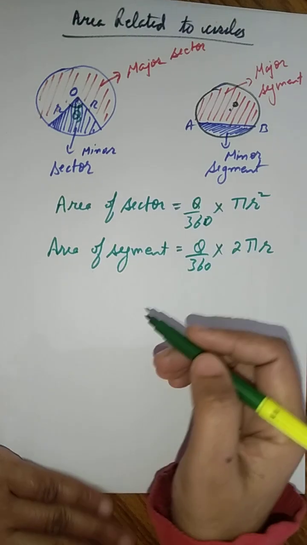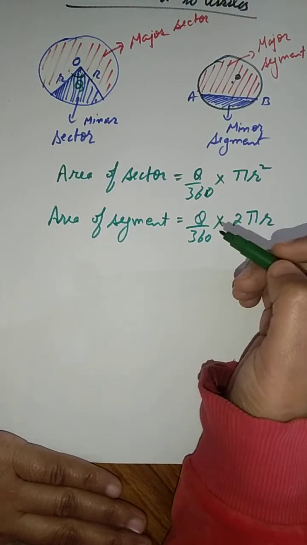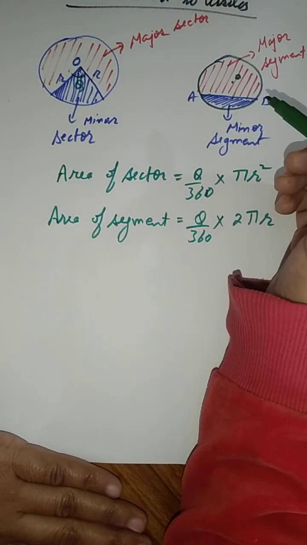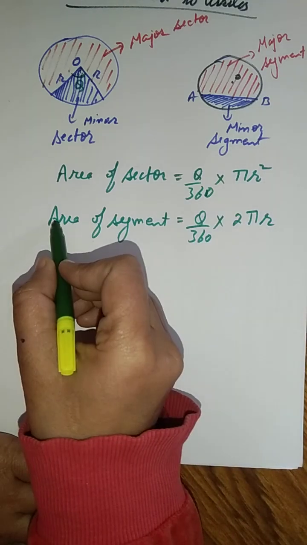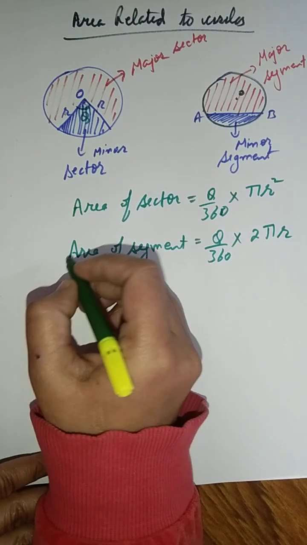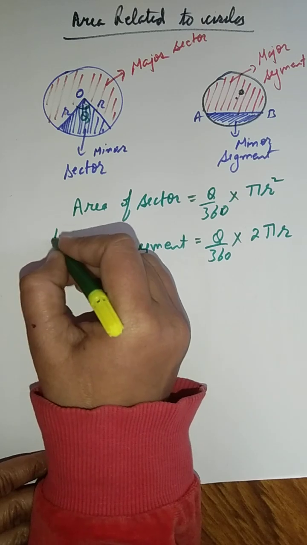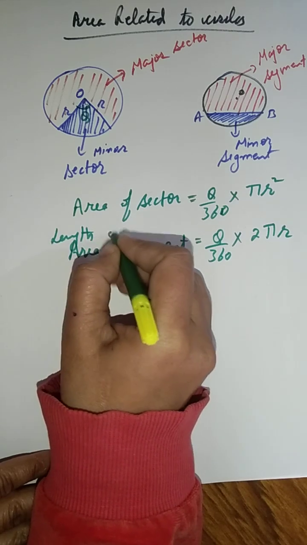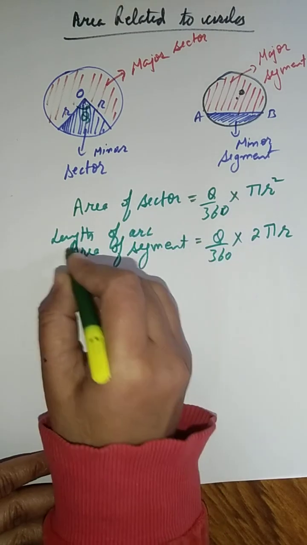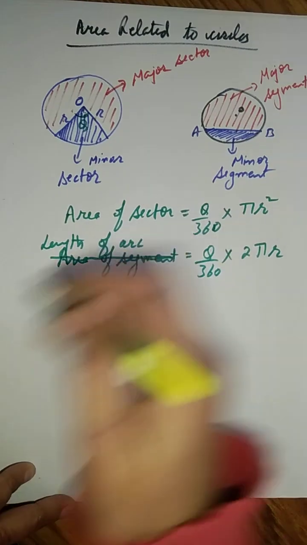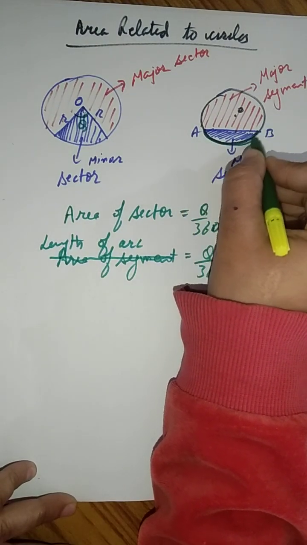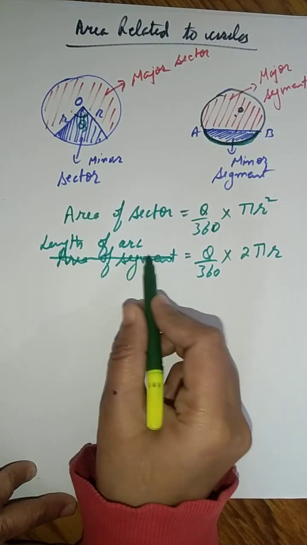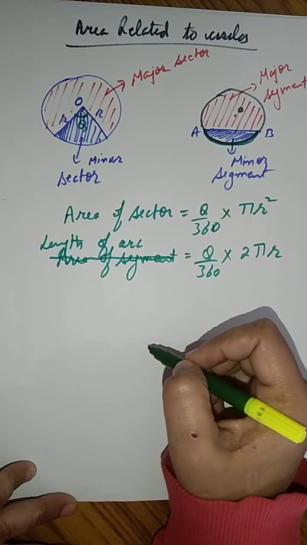Now how will we calculate the area of the segment? No, this is not the area of the segment, this is actually the length of the arc. Which arc are we talking about? This arc AB. The length of this arc AB is theta upon 360 into 2 pi r.